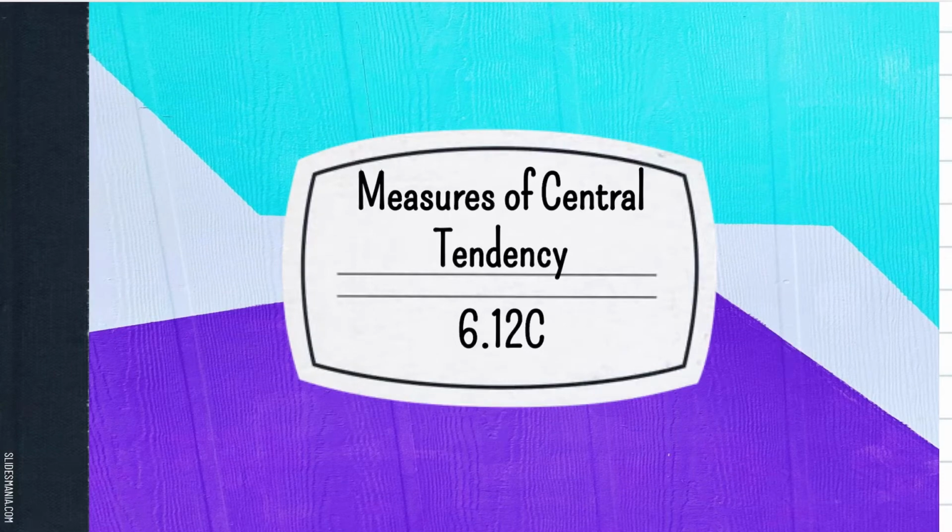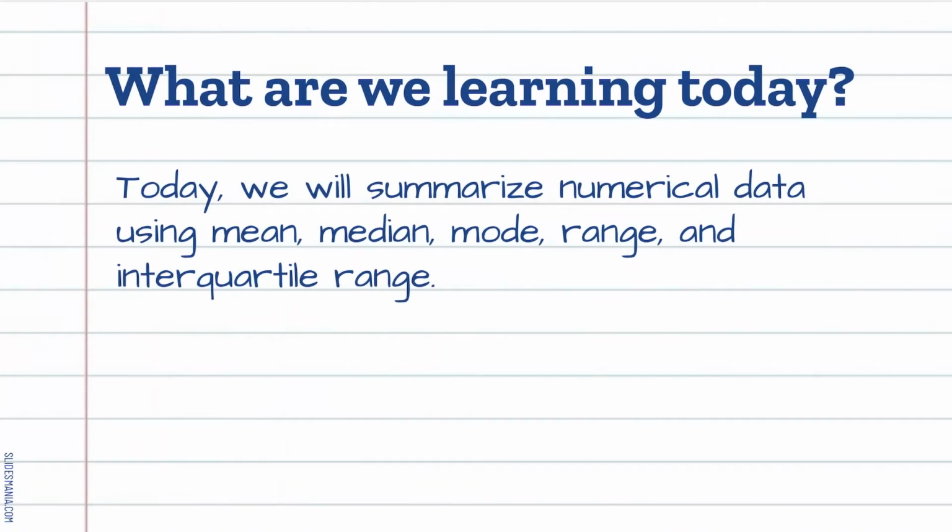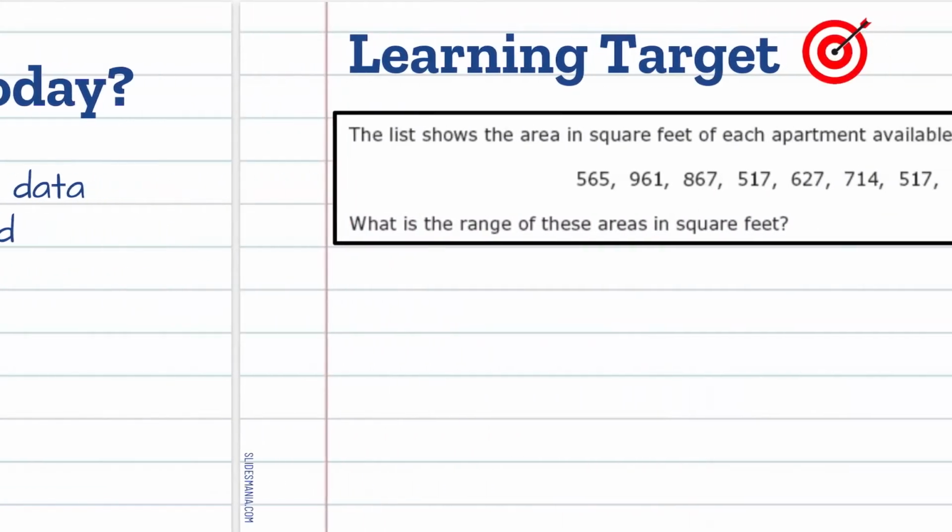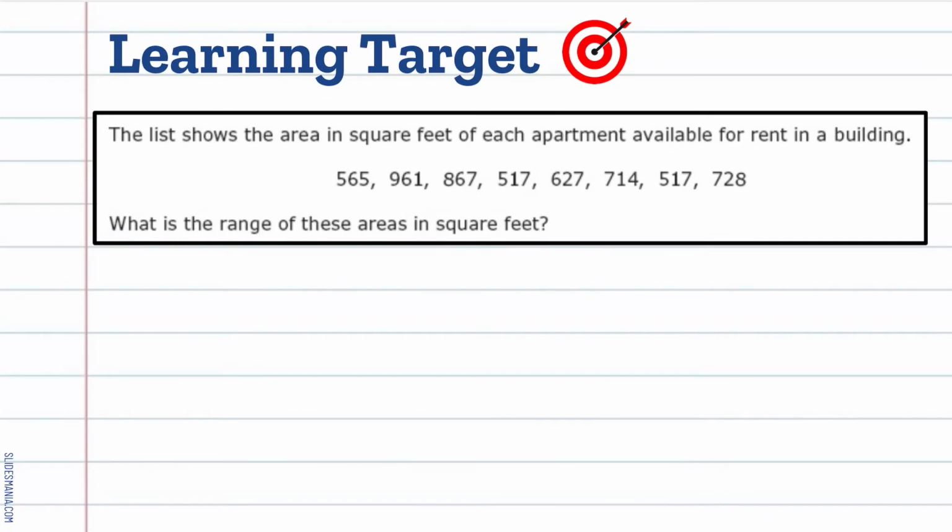Hello, Alvin ISD mathematicians. Today we're going to be talking about measures of central tendency, which is our standard 6.12C. So how will we be learning that today? Today we're going to summarize numerical data, or data with numbers, using the mean, median, mode, range, and interquartile range. By the end of today's lesson, you should be able to answer the following question. So this is going to be our target of our learning today.